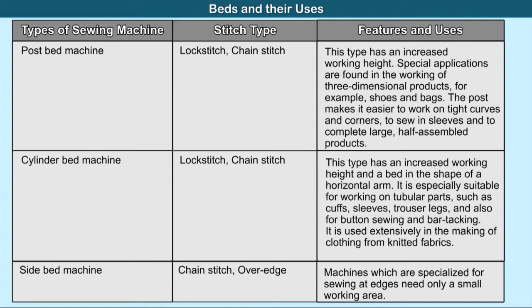Side bed machines, chain stitch and overedge. The feature of this particular machine is that machines which are specialized for sewing at edges need only a small working area.